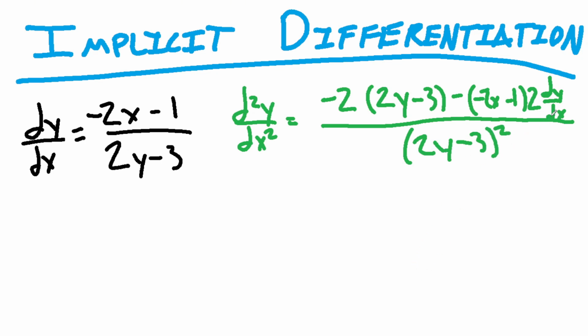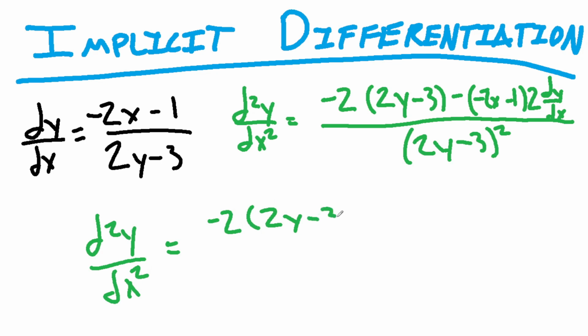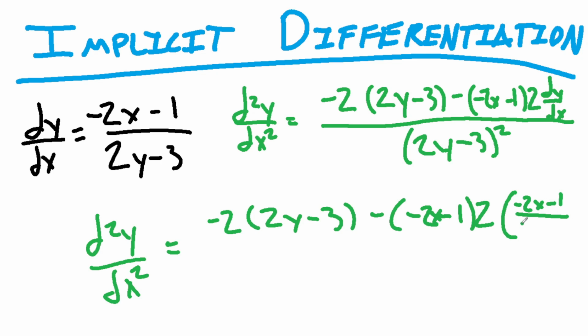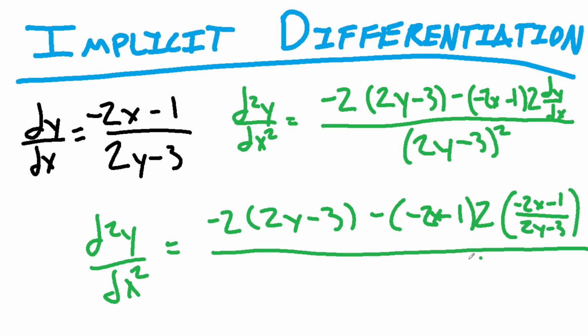And now what we want to do is just plug in dy/dx for dy/dx. So our final answer for the second derivative is negative 2 times 2y minus 3 minus negative 2x minus 1 times 2 times, plug in dy over dx, so negative 2x minus 1 over 2y minus 3, all divided by 2y minus 3 squared.